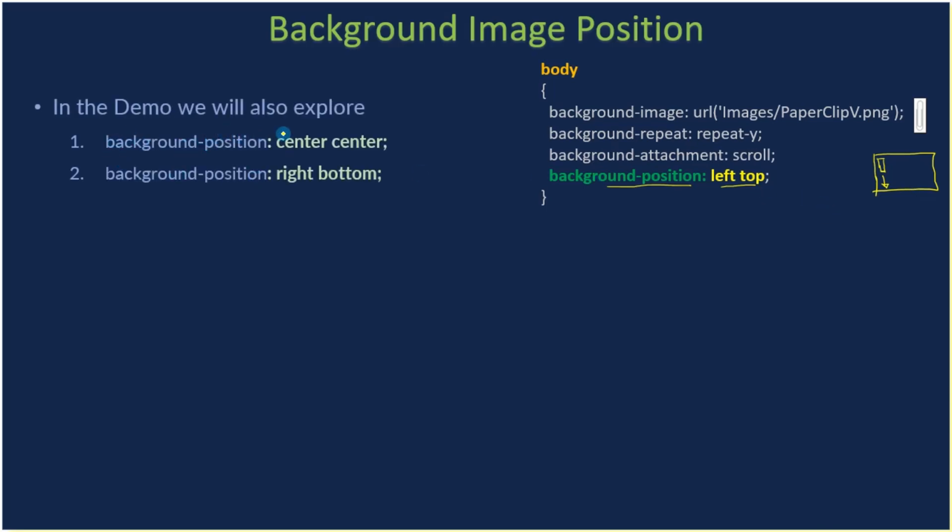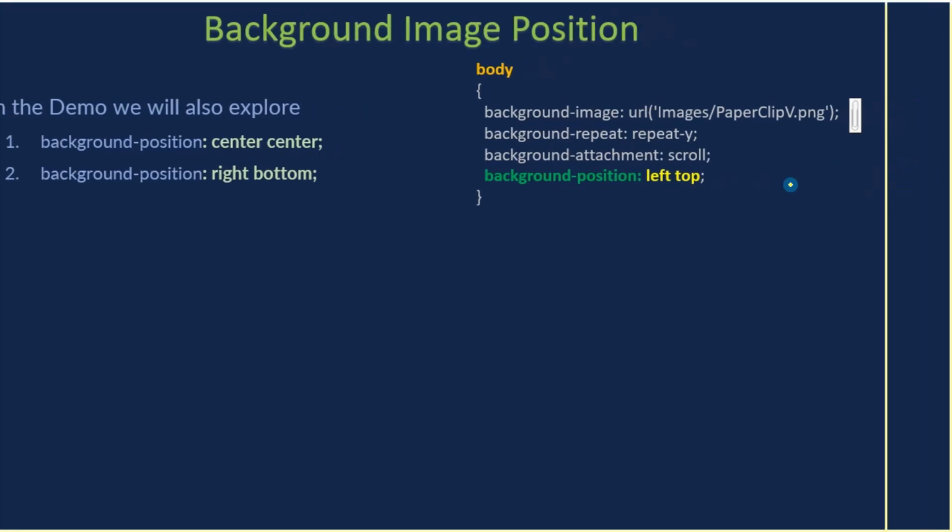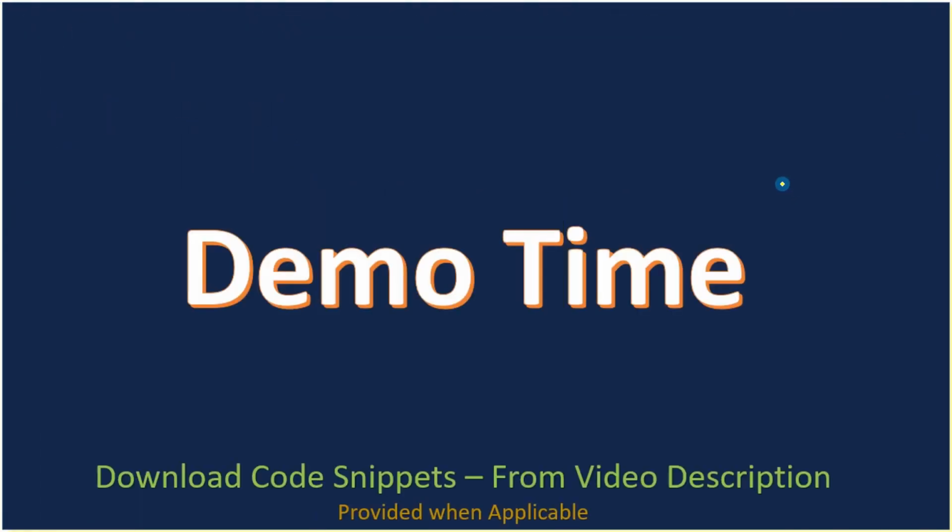So in the demo, we will also explore center. That means width-wise center and height-wise center. Image will be positioned here with the center. Right bottom means it will be positioned here, right side bottom. But because of repeat y, in all the cases, the image will be copied vertically. So now let's go to the demo and see how to position these clipped images.